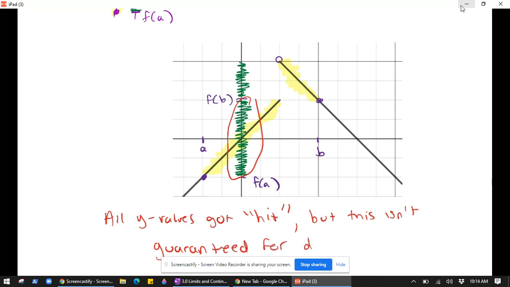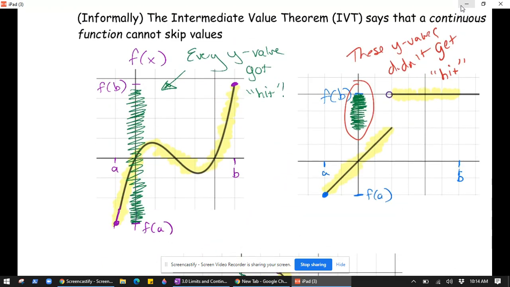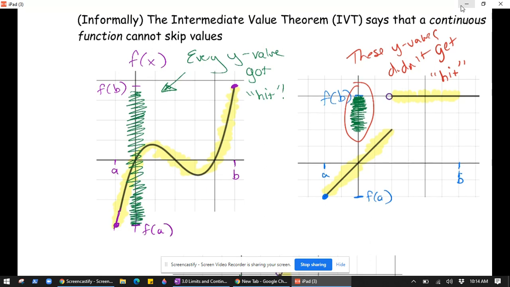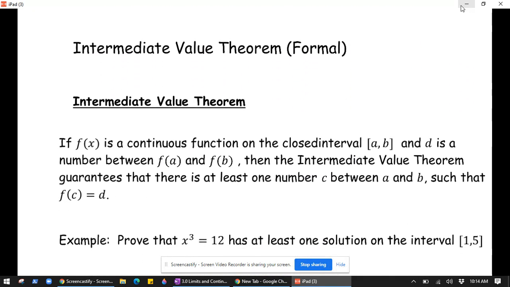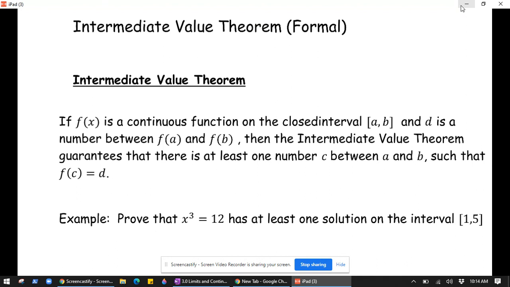This isn't guaranteed for discontinuous functions. It is guaranteed for continuous functions, as we saw up here on the left. So that's what we explore. Calculus is mainly a discussion on continuous functions. So here's the formal definition, and I'll just talk briefly about some of its applications.